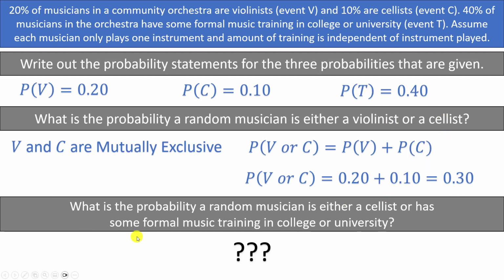The last question is one for you to try. It says, what is the probability a random musician either is a cellist or has some formal music training in college or university? So my hint to you is that these two events, C and T, are not mutually exclusive. You can be both a cellist and have training in college or university. So you'll have to use the appropriate formula for that, which may require that you calculate the probability of C and T.